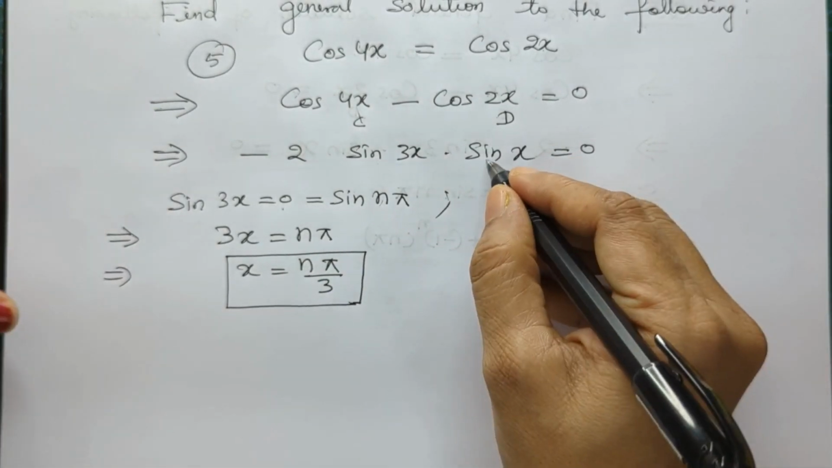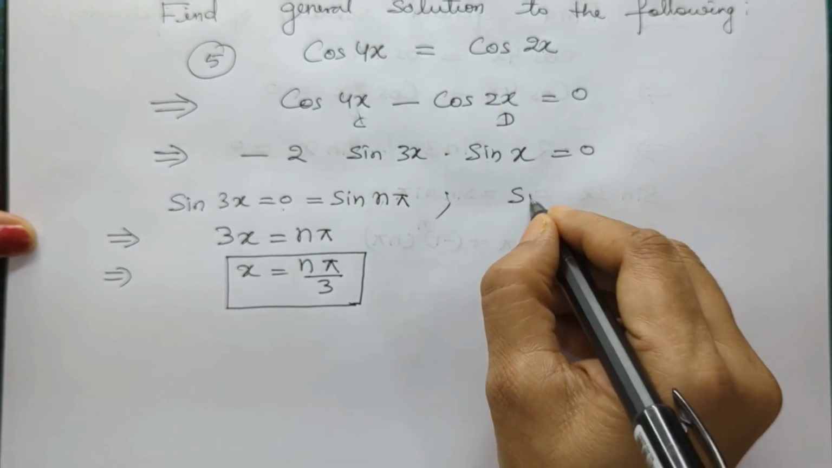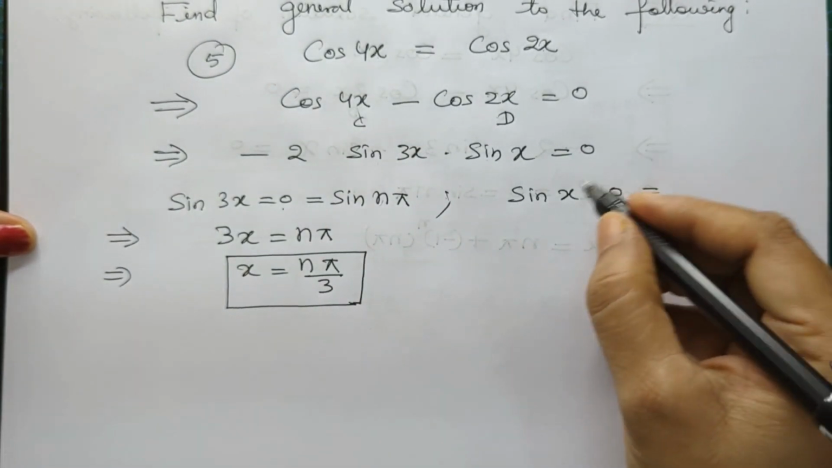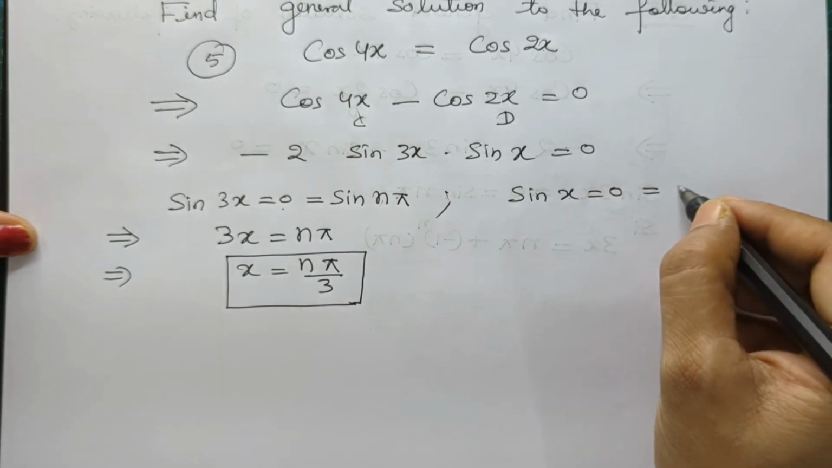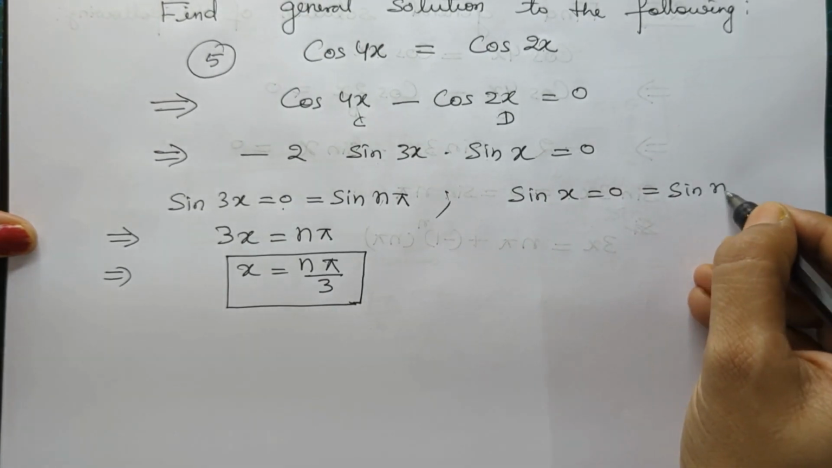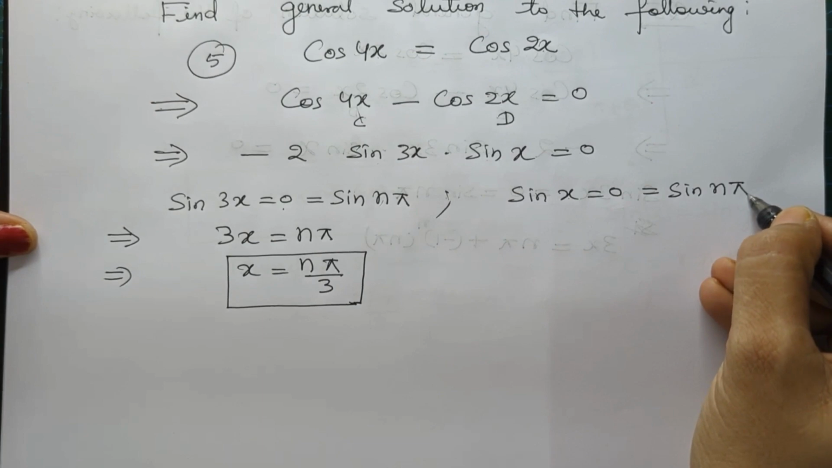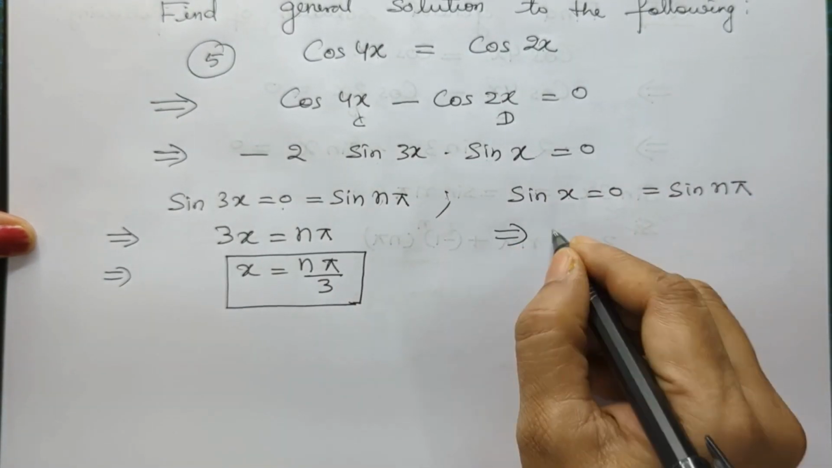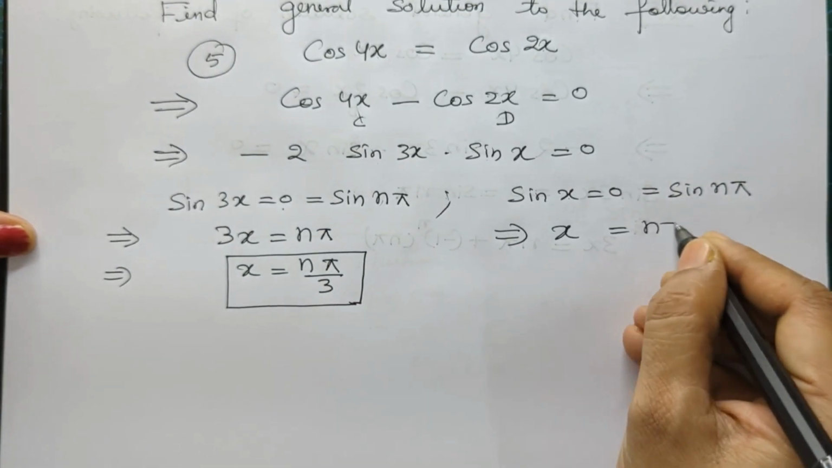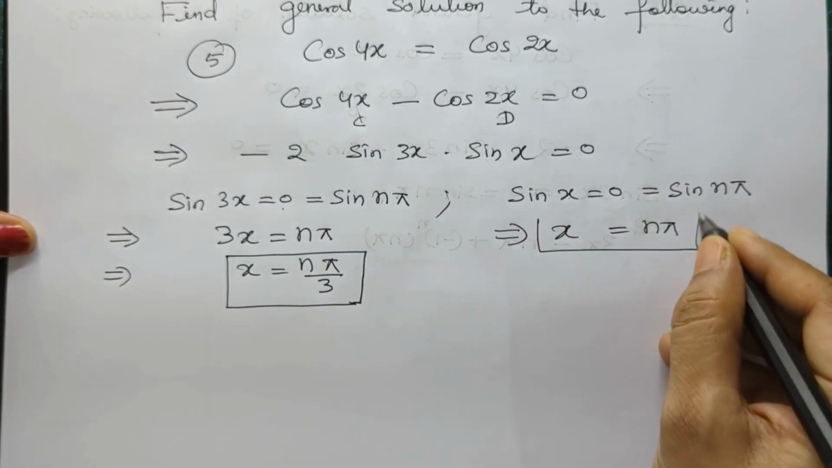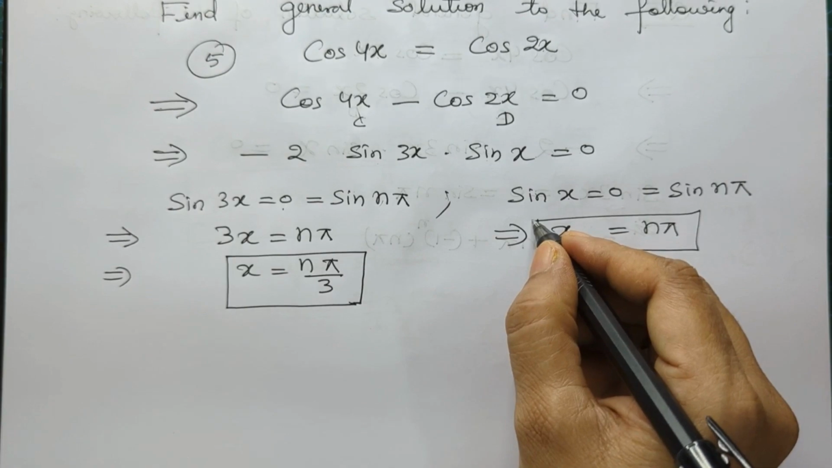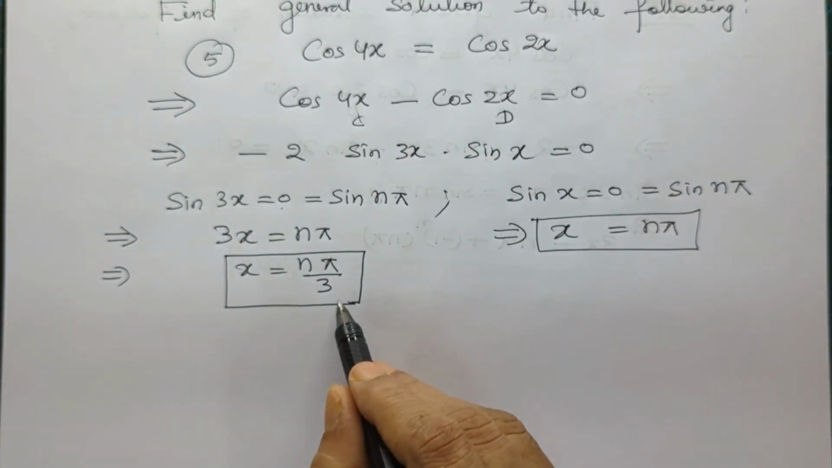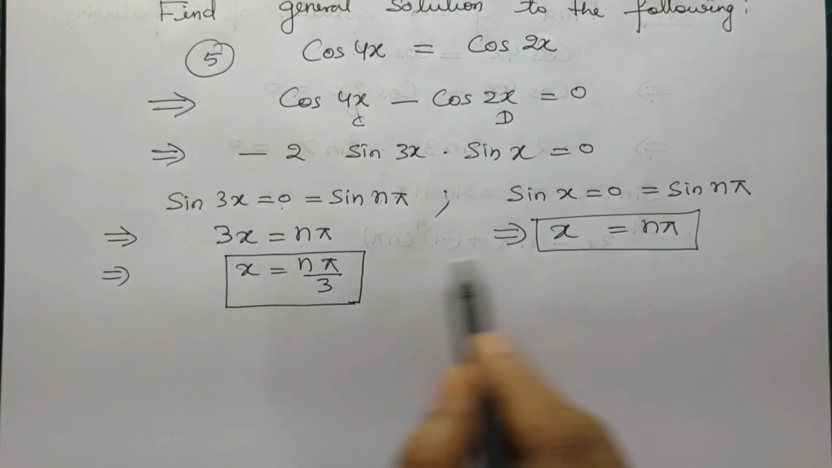We'll find the other one when sine x is 0. If sine x is 0, sine of which angles are 0? Sine of multiples of pi is 0. Now we compare these two and we get x is equal to n pi, and this is the next solution. So what are the general solutions of cos 4x is equal to cos 2x? There are two of them, n pi by 3 and n pi.